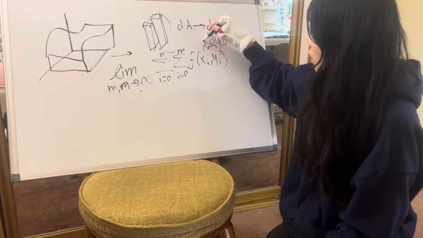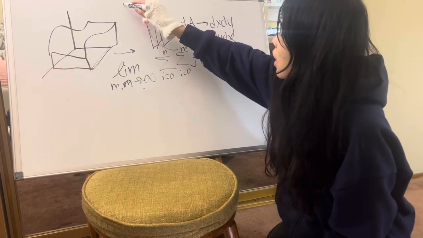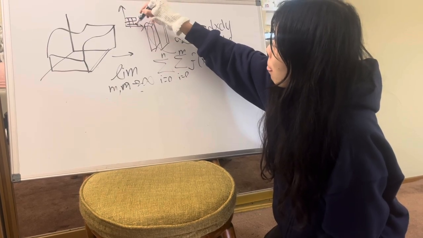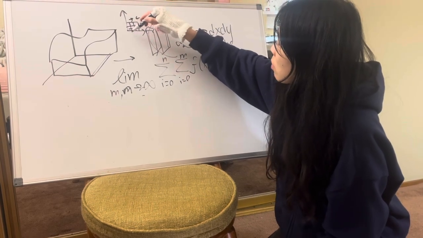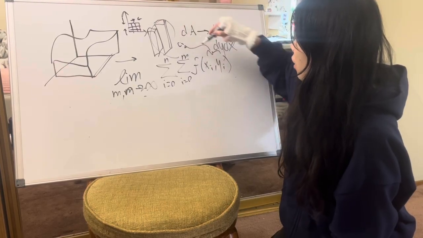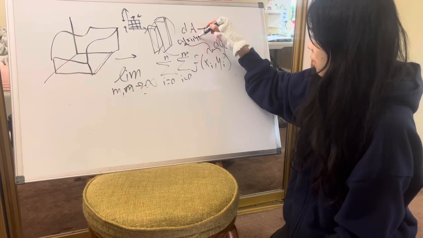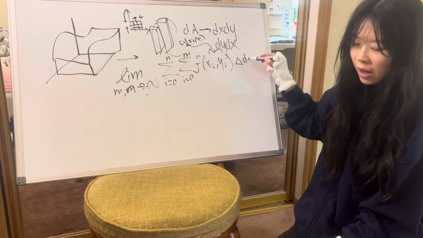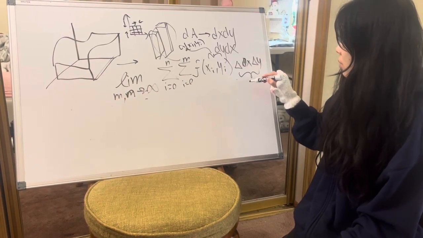And this point here is the c_i point, where on the 2D xy grid, any point in the cell that dx and dy are shrinking into is randomly chosen as the c_i point, which is (x_i, y_i). And then this delta x, delta y becomes dA.